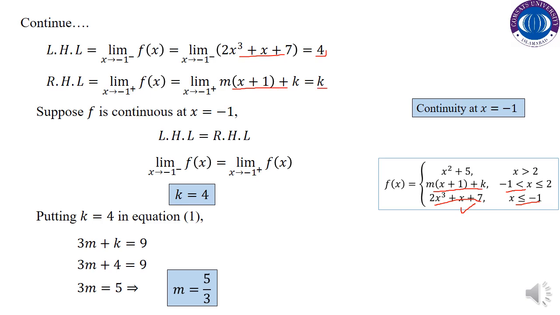Now using the condition of continuity, left hand limit must be equal to right hand limit. By equating both limits, we will get value of k, which is 4. Now we will put this value of k in equation 1. So we will have the value of m, that is 5/3. So these are the values of k and m for which the given function is continuous everywhere.